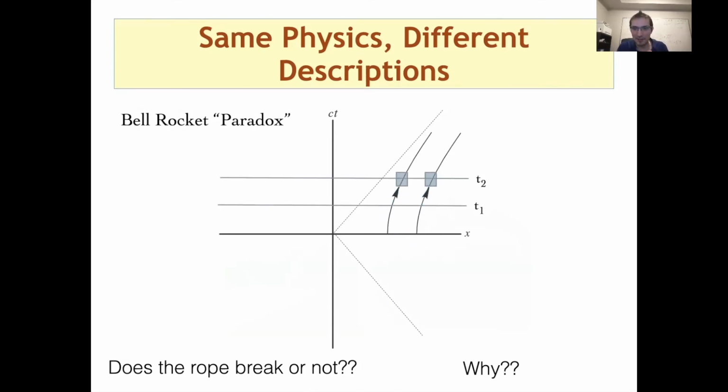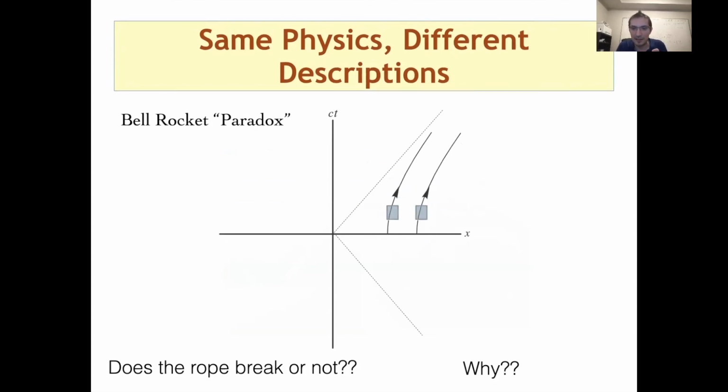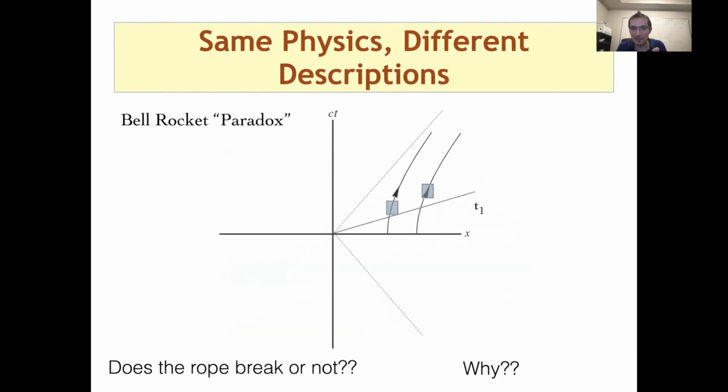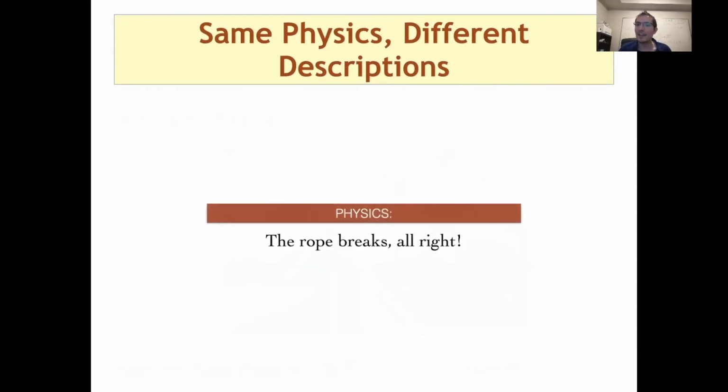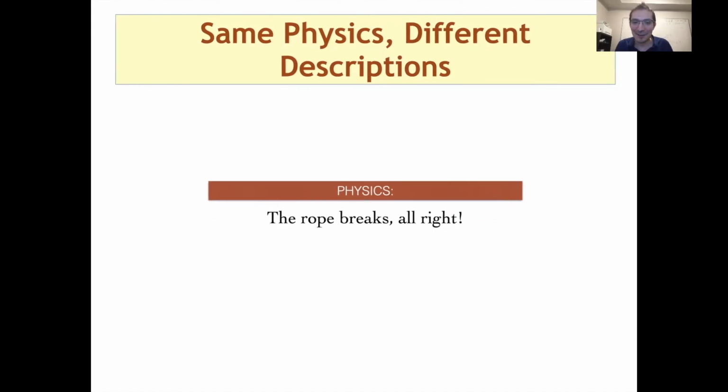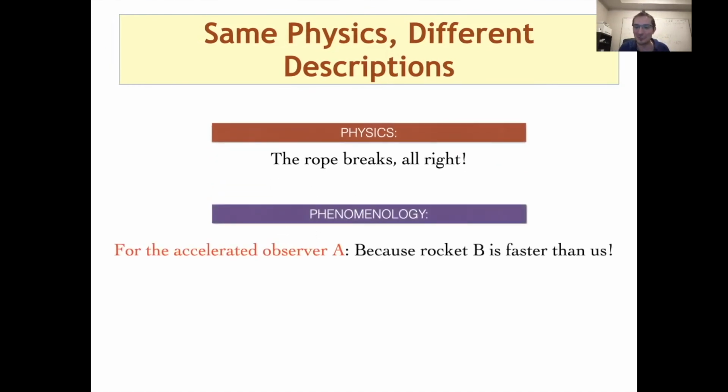Again, remember from the inertial point of view, the two rockets are at the same distance, so the rope shouldn't break. And from the point of view of the accelerated observer, the rockets are drifting apart, and therefore the rope will break. Well, the answer is that the rope breaks all right, and then you need to reconcile what's going on. So the rope breaks is a fact.